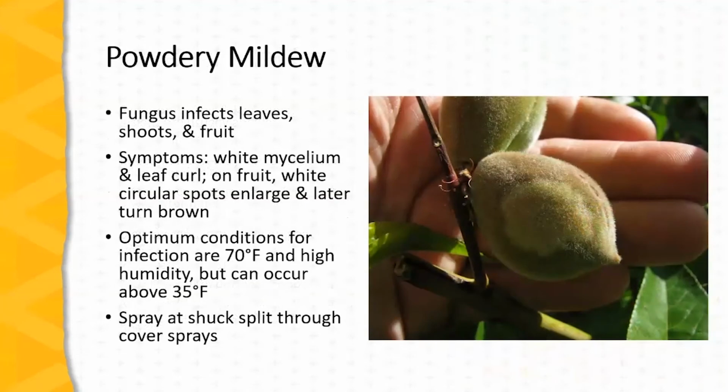Powdery mildew. This fungus infects the leaves, shoots, and fruit. Typically, we notice the damage on the fruit, as we see in this photo here. We get white circular spots that enlarge and later turn brown.